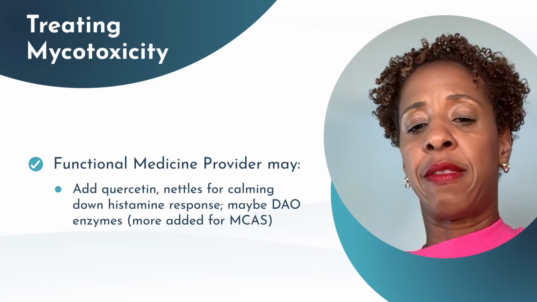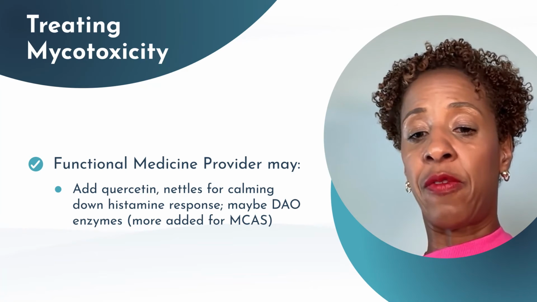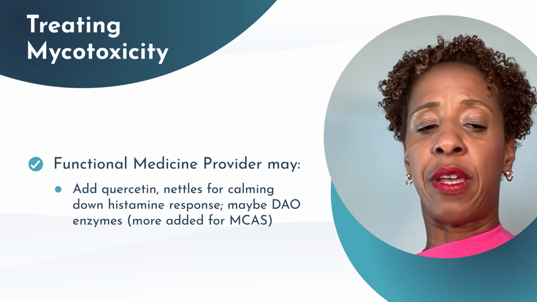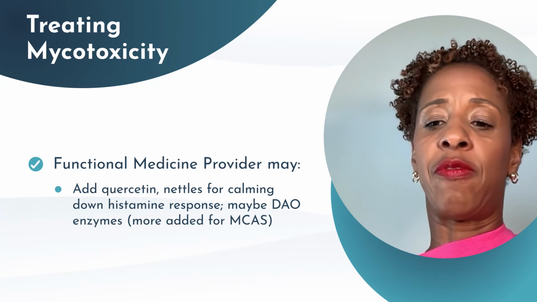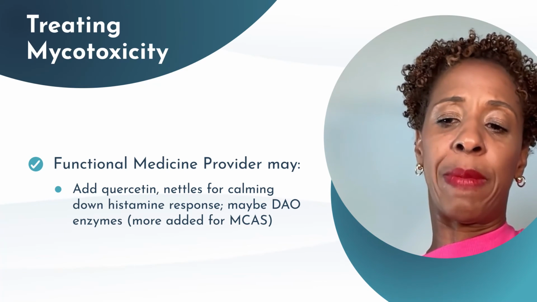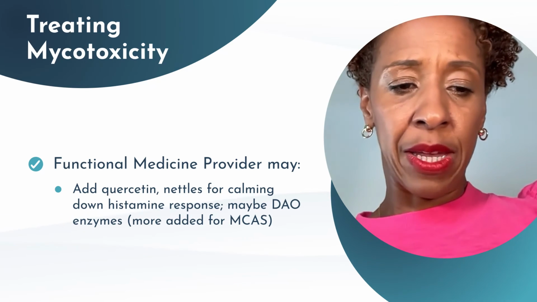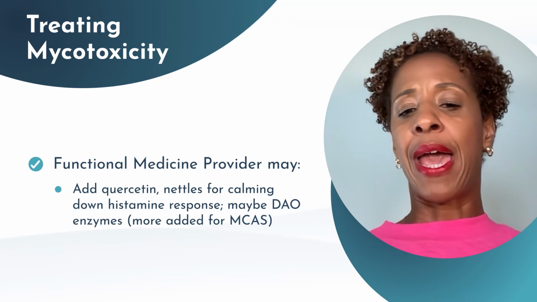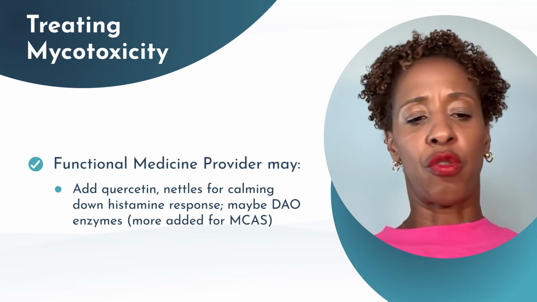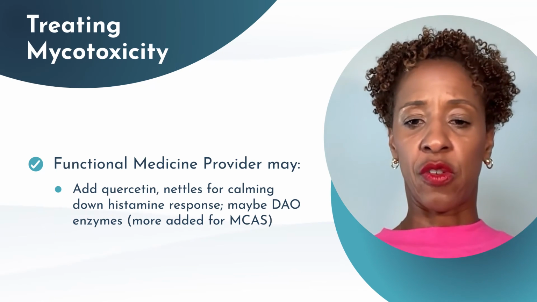We may also add something like quercetin and nettles, generally in a combination supplement formula. This can calm down a histamine response that's going on with mycotoxicity. Sometimes if there's an actual histamine issue, we may add DAO enzymes, which help to break histamine down, and you take that before your meal. That can be helpful. If you had mast cell activation syndrome, there's a whole other avenue that we would go down to add more things to support that.